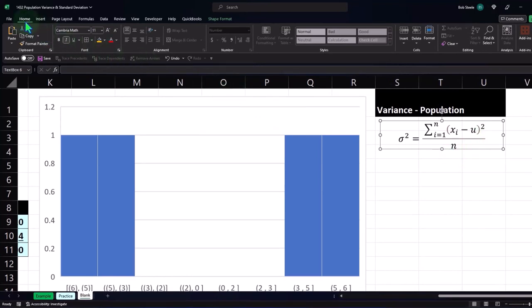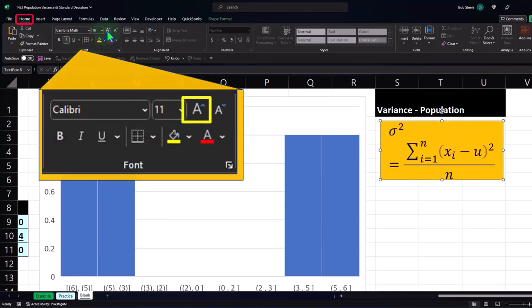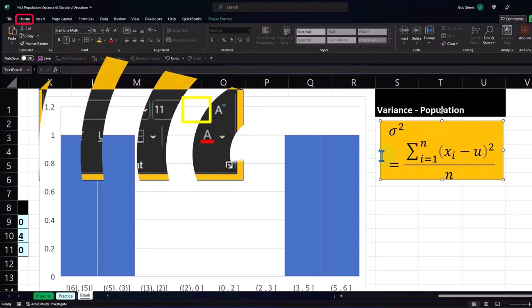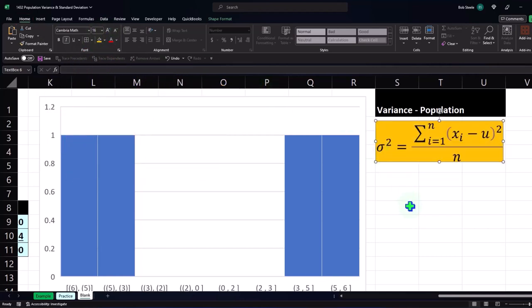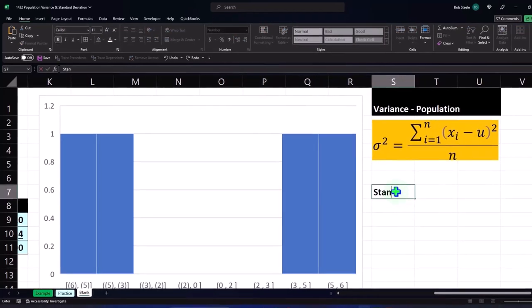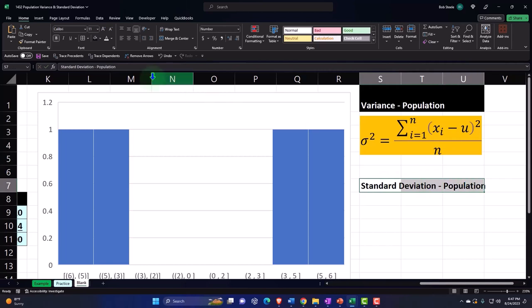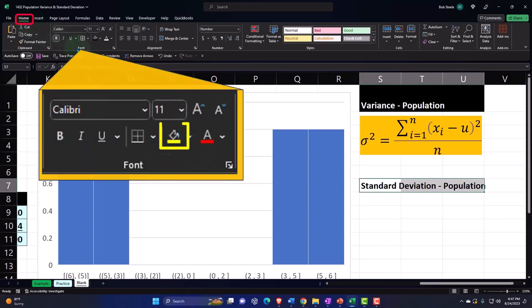All right, so let's go home tab, font group. We'll make this orange. Let's increase the size of it a bit. And so that looks good. All right, and then we're going to do another one, which is going to be the standard deviation for the population. Let's make this header formatting, home tab, font group, black and white.